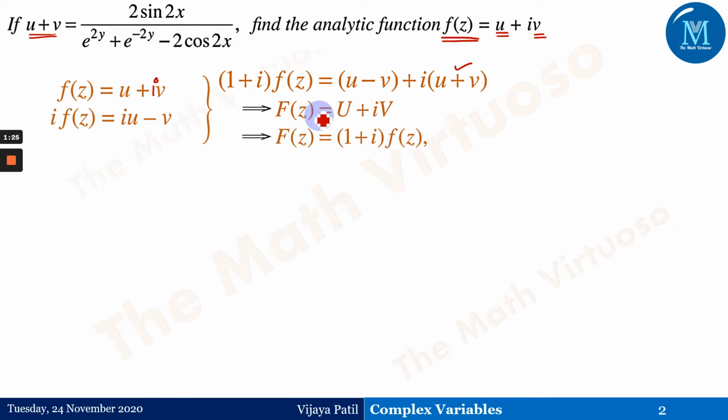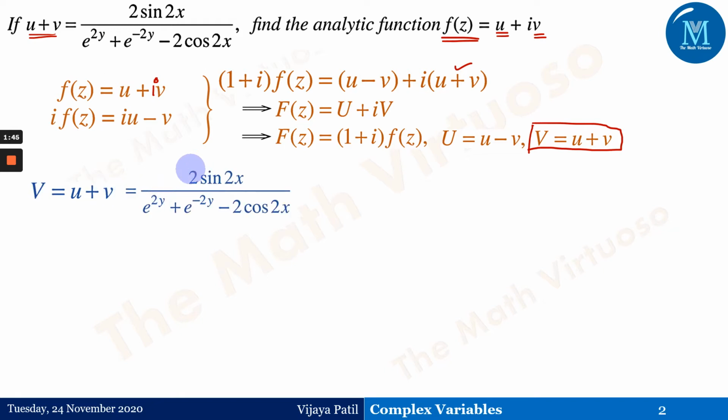What we have replaced, actually, is capital F of z as (1 plus i) times f of z, capital U as u minus v, and capital V as u plus v, right? And that means we have been given this part. So this is the part we have to discuss today. So v is u plus v. So this is the function.